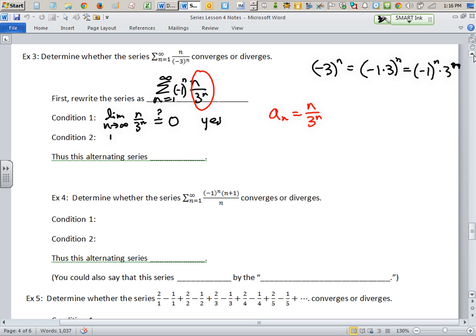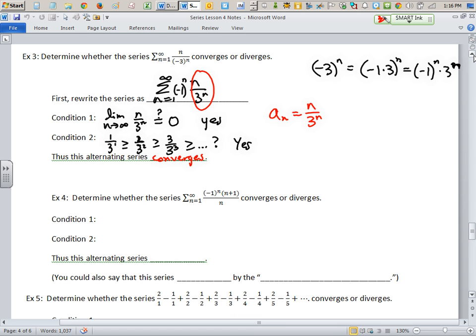Let's look at condition 2. Is 1 over 3 to the first larger than 2 over 3 to the second? And in turn, is that larger than 3 over 3 to the third? Yes. That too is true. 1/3 is greater than 2/9, and 2/9 is greater than 3/27, which is 1/9, right? So it's on. And this is monotonically decreasing. Thus, the alternating series converges by the AST, the alternating series test. No takeaway on that one. Okay, let's move on.